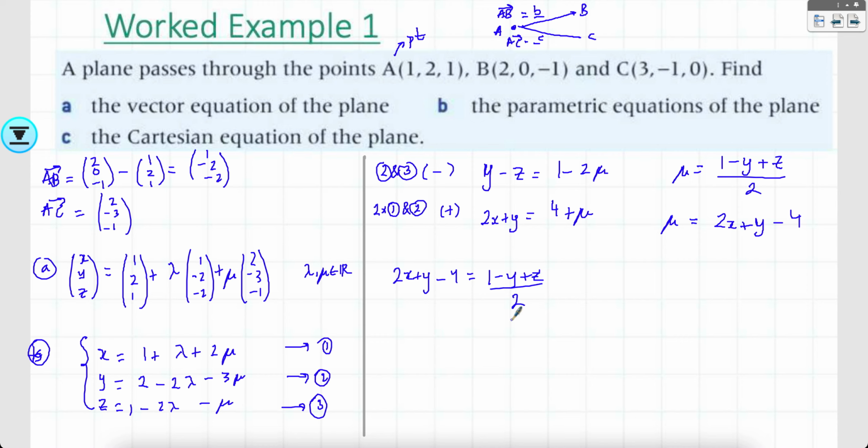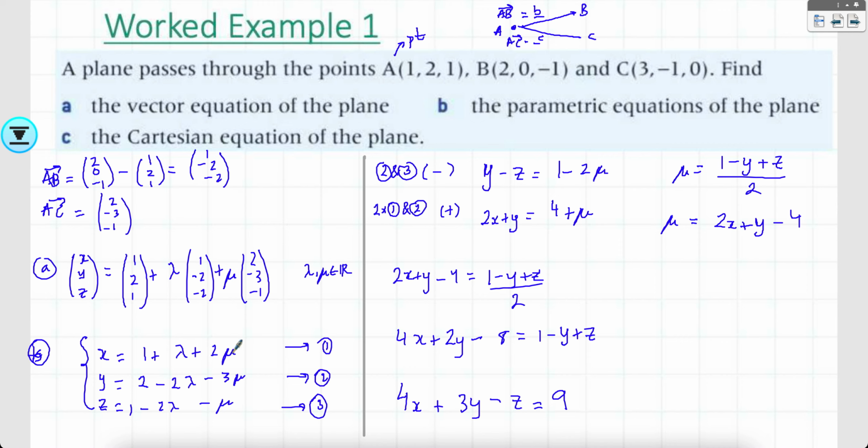And then we end up with, and then to get it to Cartesian form, you want all the x, y and z on one side, and then your constant on the other side, for example. By simplifying that, we end up with 3y minus z equal to 9, and that is your equation in Cartesian form.